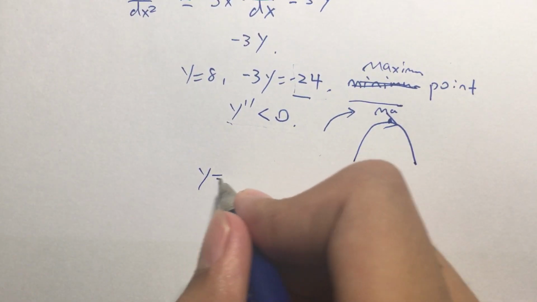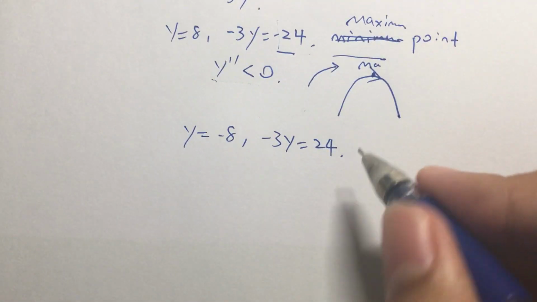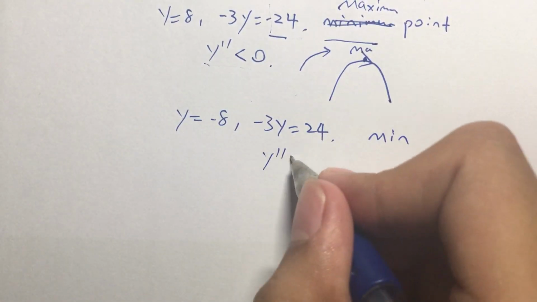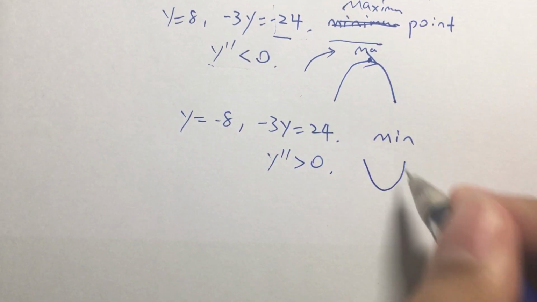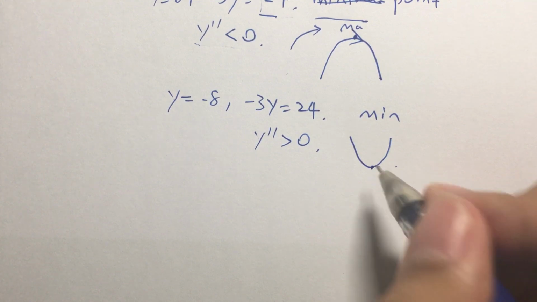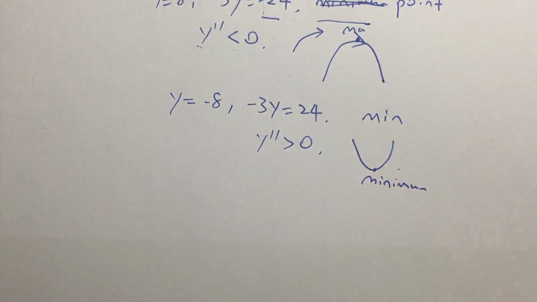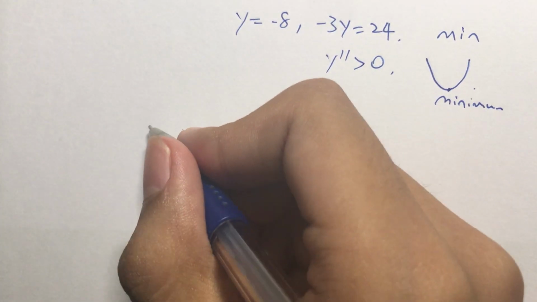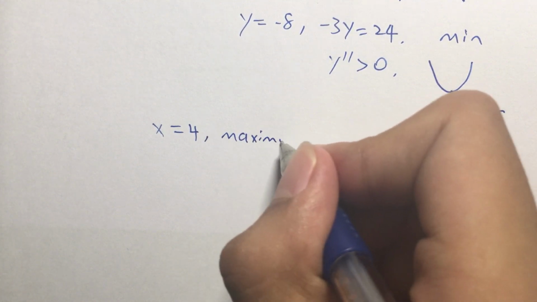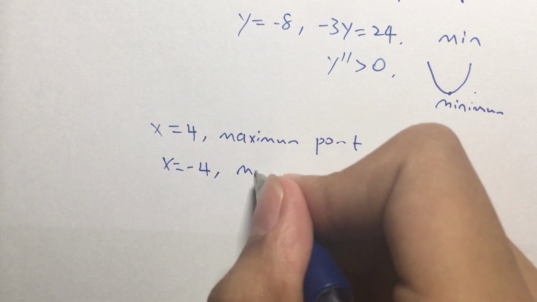And for y equals negative 8, negative 3y equals 24. For this, it's the minimum point, because if y double dash is greater than 0, the function is in this shape, and if it's in this shape, then this is the minimum point. And that is our nature. So when x is equal to 4, we have a maximum point, and when x equals negative 4, we have a minimum point.